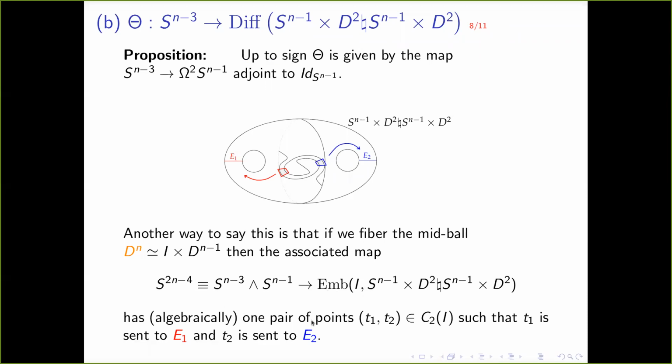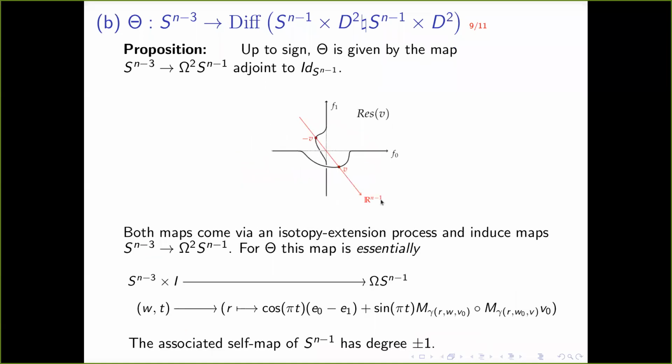And so I claim that in those embeddings, you look at what they do to pairs of points on the interval, there's algebraically just one pair of points. I mean, it's technically, I think, 4, but algebraically, if you count them up to sign, there's just one pair of points where, technically, sorry, 3. There's 3. One pair of points algebraically where the first point is sent to E1 and the second point is sent to E2. It's a fun exercise. So this is much like working with Dehn twists, like with the pure braid group, but with lots more parameters.